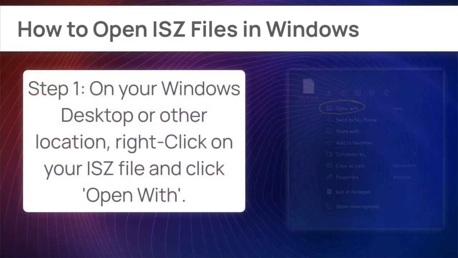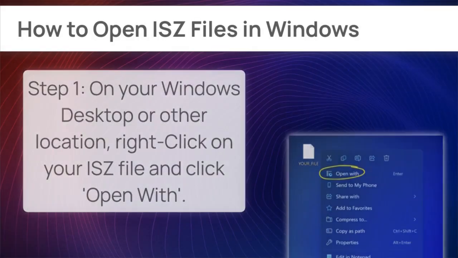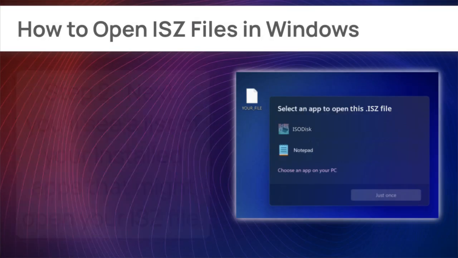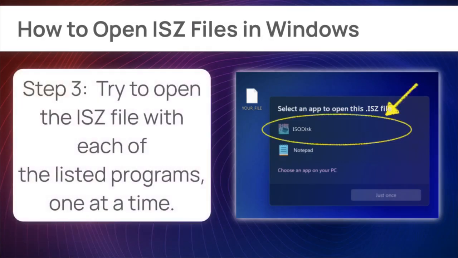Your reliable starting move is the Open With action. Right-click the ISZ file and select Open With. If ISODisk is installed, use it. If not, choose another program. We must find the app that claims the file.